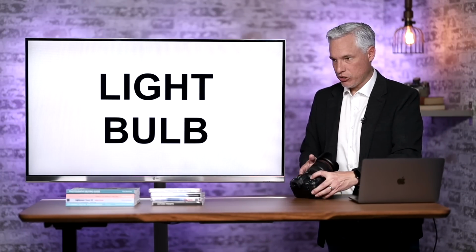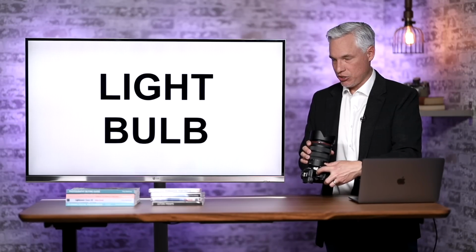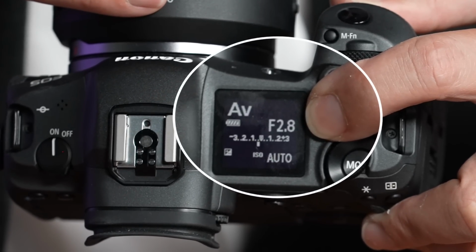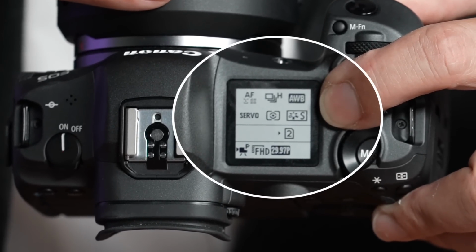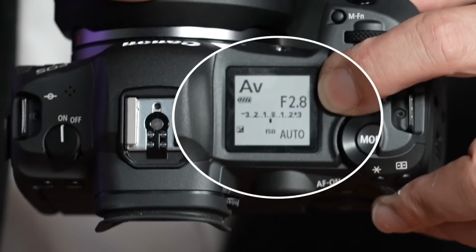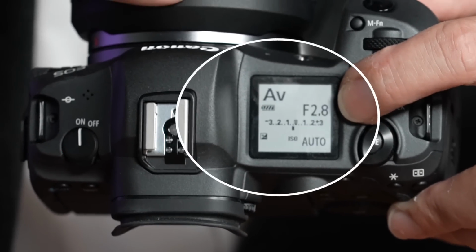On the top of the camera, you have a little light bulb icon, and I want to show that to you. Push this once and it switches modes, showing you different information. Press it and hold it, and it reverses the polarity of that LED screen, so you might be able to see it a little more clearly.